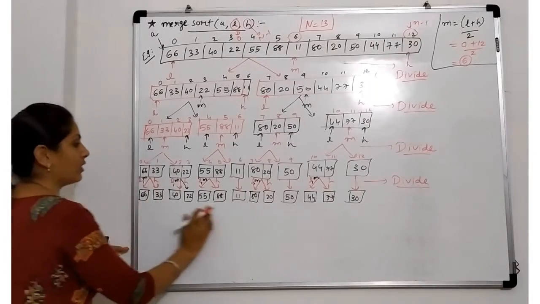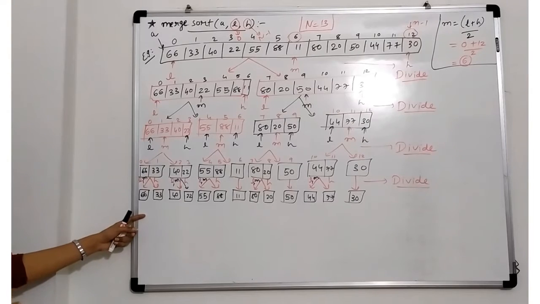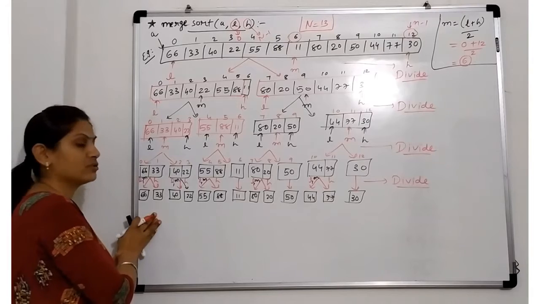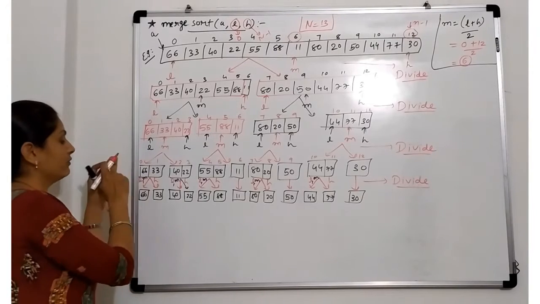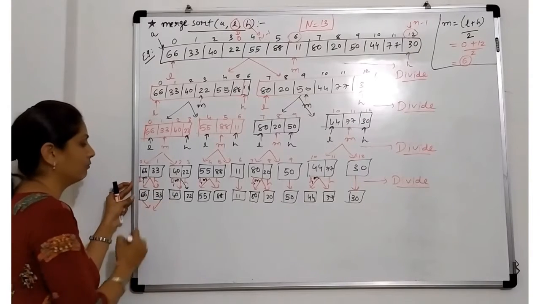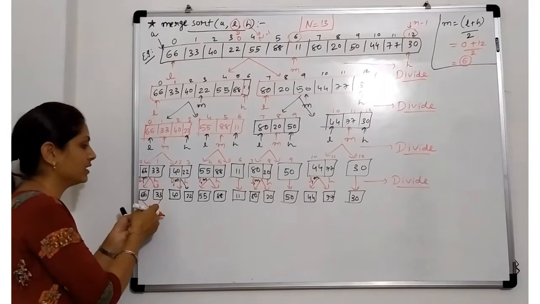So now we have to perform the merge sort. That means we have to combine the separate elements. That is nothing but merge. To merge the elements, you have to remember what? Which elements were separated, those we have to merge. Here 66 and 33 are separated, so we have to merge these 2.